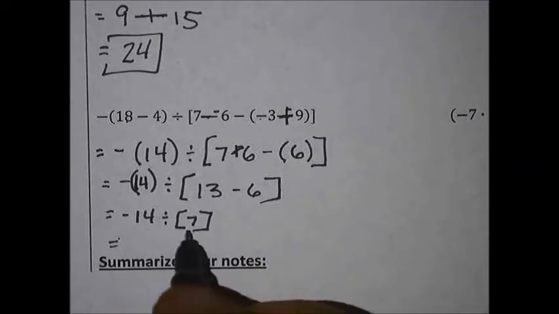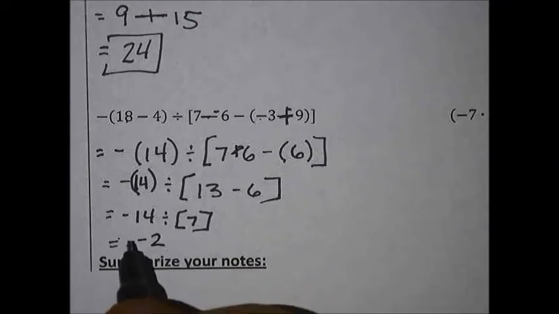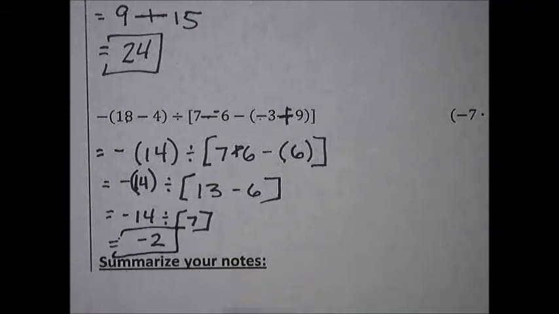Now that I'm done with my parentheses, I finally move on to my multiplication and division. Negative 14 divided by 7 is negative 2. Okay, kind of a tougher problem, but it's all right. We can handle it. All right, go ahead and pause the video. Try the three problems on the right, and we'll solve them when you get back.